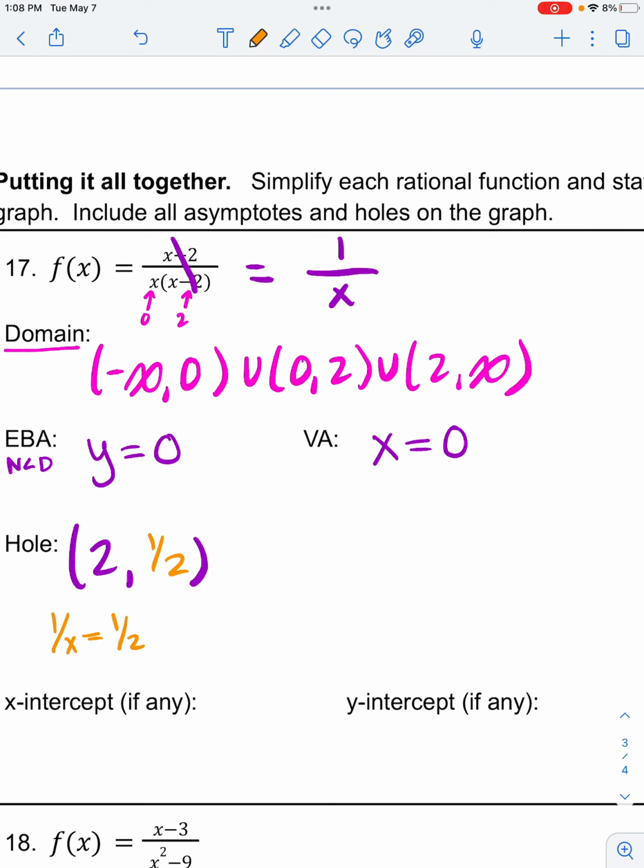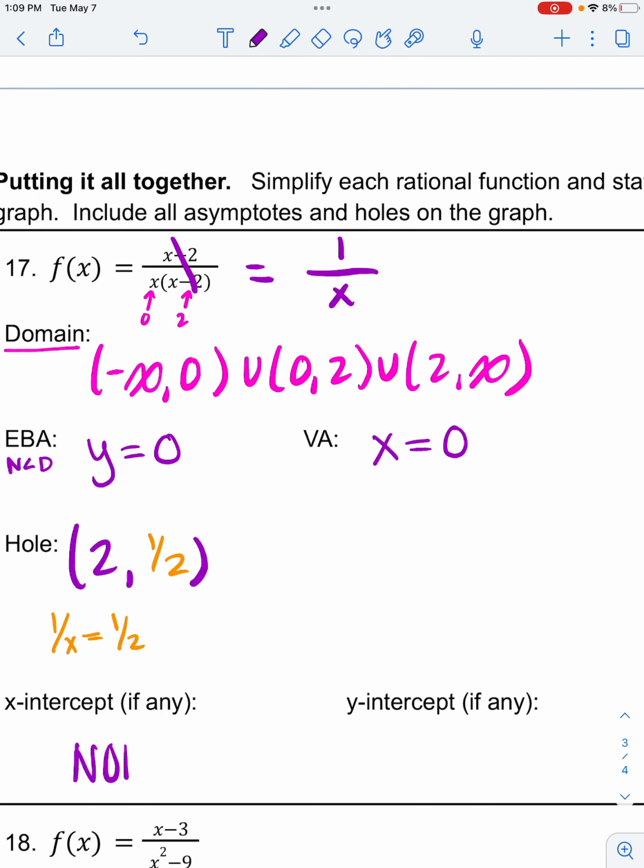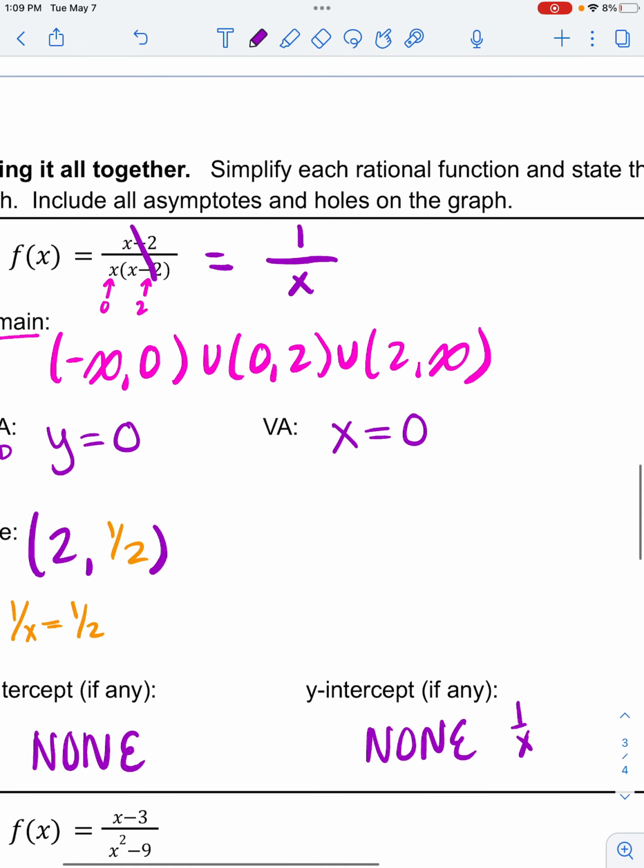My x-intercept, if you notice, my y equals 0, my x equals 0, I shouldn't have any intercepts because both of my axes are asymptotes, so that shouldn't touch. You should also just find out that when you substitute it into 1 over x for the y-intercept, you get 1 over 0, which doesn't work. And also when you set the numerator equal to 0, that doesn't work. So that's how you find your intercepts.